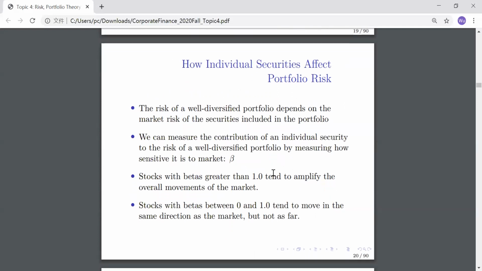Now, next, we're going to look at some measures that help us capture portfolio risk. Like we just showed, the risk of a well-diversified portfolio depends on the market risk of the securities. Now, from the portfolio perspective, how do we think about risk? The risk of an individual security is its contribution to the risk of a well-diversified portfolio. Remember that the way to think about risk here is different from the traditional way. What is the traditional way? The traditional way is just to calculate the standard deviation. But here, the risk is the contribution of an individual security to the risk of a portfolio.